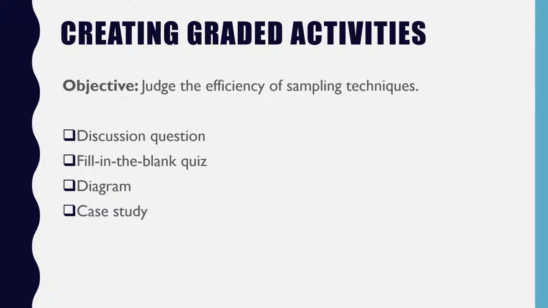Because students are using higher order thinking skills, the types of assignments are more involved and the deliverables may be more complex. Which of the following are examples of graded activities for the objective Judge the efficiency of sampling techniques? A discussion question, a fill-in-the-blank quiz, a diagram, a case study.